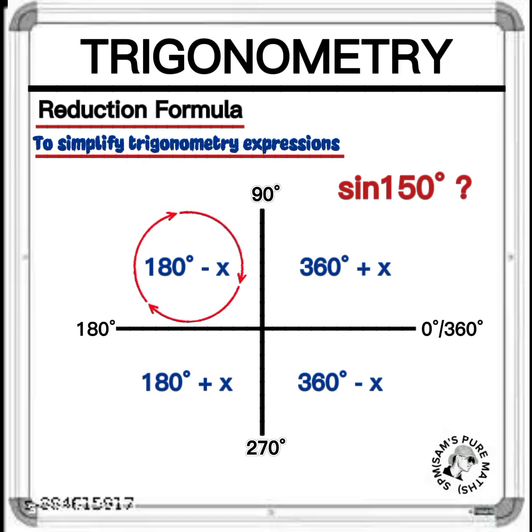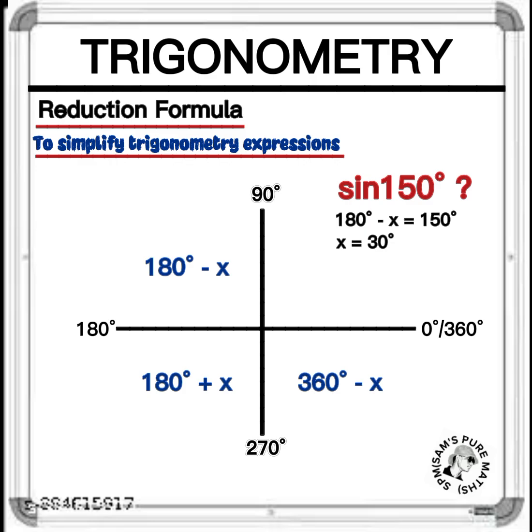To ace this question, we must find x. How do we find x? We're gonna equate 180 degrees minus x and 150 degrees. x is equal to 30 degrees. So we have sine 30 degrees, and we know that sine 30 degrees is 1 over 2. The answer is positive since sine is positive in the second quadrant.